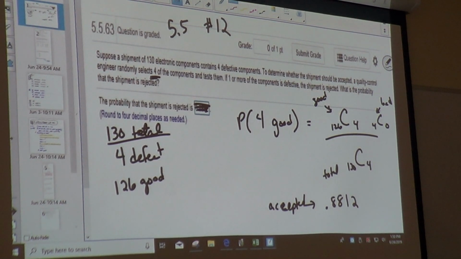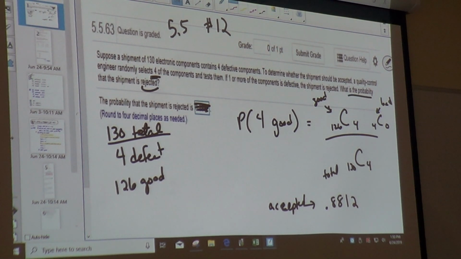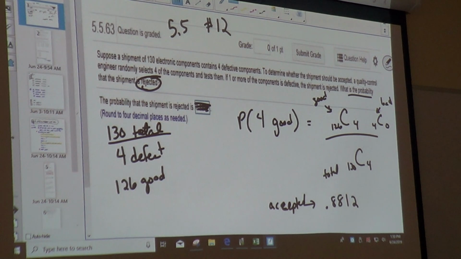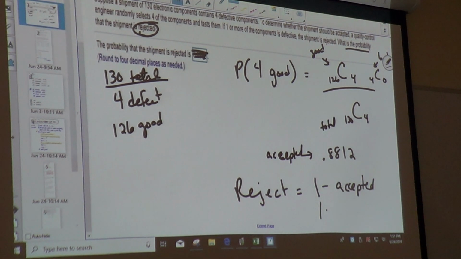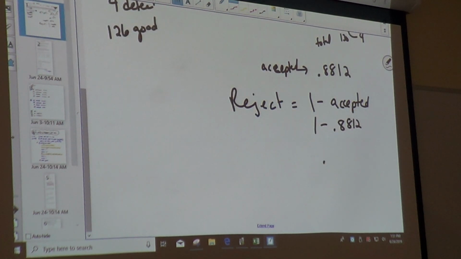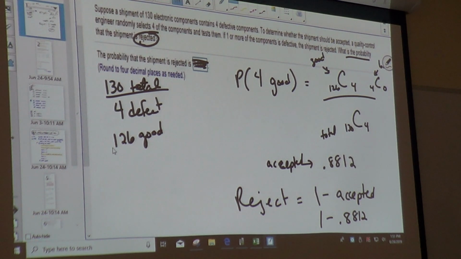And it says, what is the probability that it's rejected? So the rejected is going to be 1 minus the accepted, which is 1 minus the .8812. And that's where we're getting the final answer of .1188. So it's set up the same way, you just have to do the 1 minus.